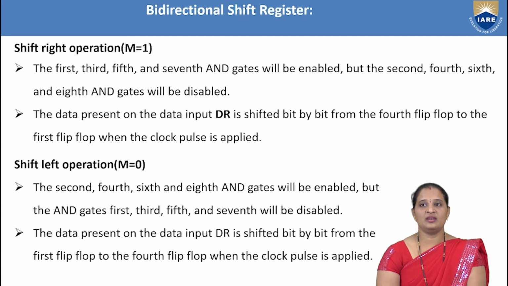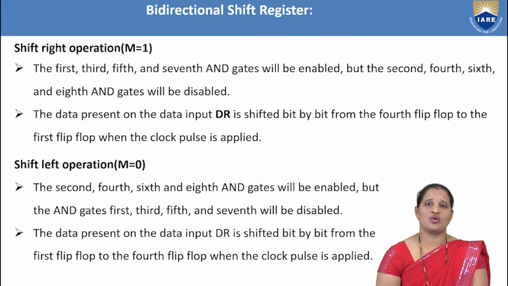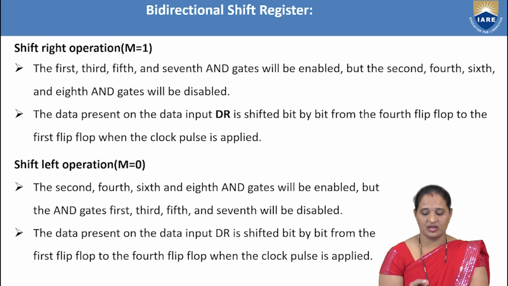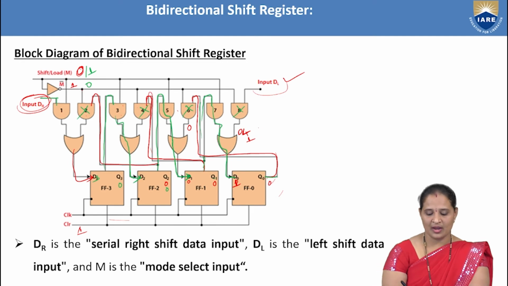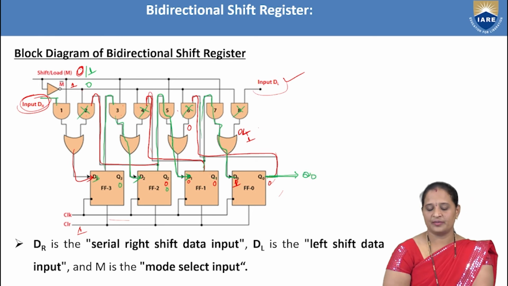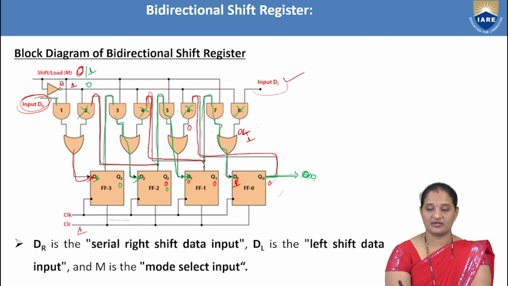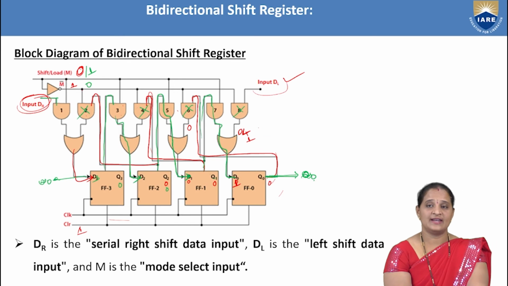Okay, so again, in order to load the data, either in the left shift mode or right shift mode, again we require 4 clock pulses because we are applying data serially. We have only one input. If you look at the circuit, do we have any parallel inputs here? We don't have any parallel inputs. So we can simply take the output from Q0 here. If it is right shift, we can take the output from this flip-flop. If it is left shift, we can take the output from this one.